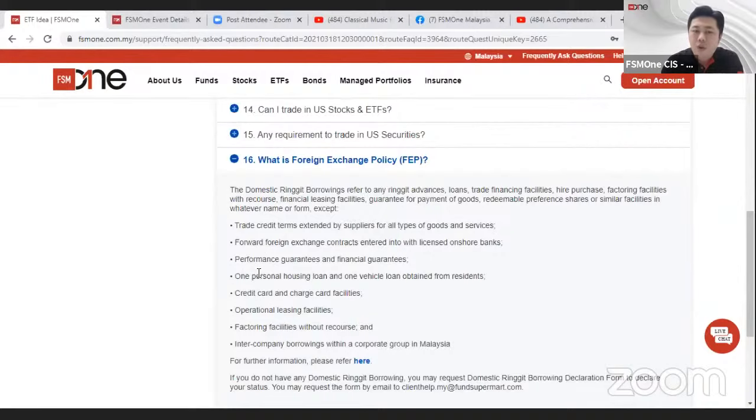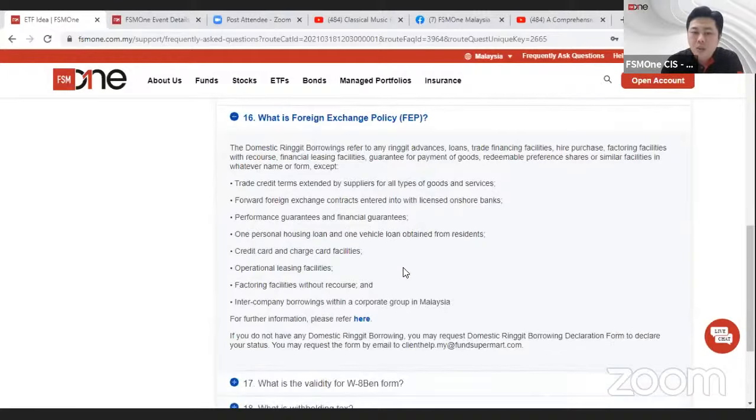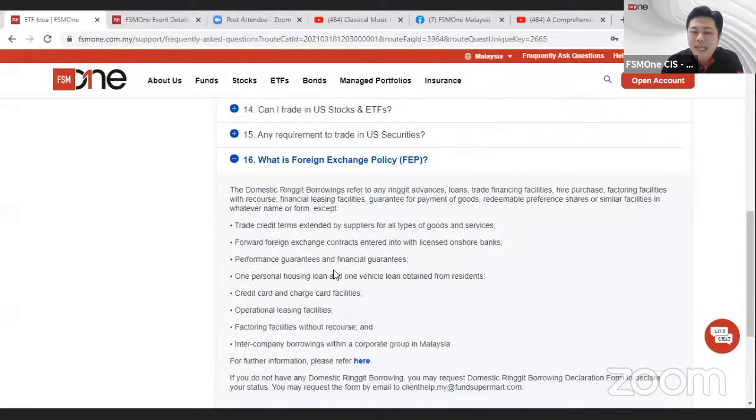So if you only have one housing loan and one car loan, actually you are free to convert any amount. What you need to do is, if you would like to declare that you do not have any domestic ringgit borrowing, you will need to ask for the declaration form from us. Once we email it to you, you can reply back to our customer service email over here.